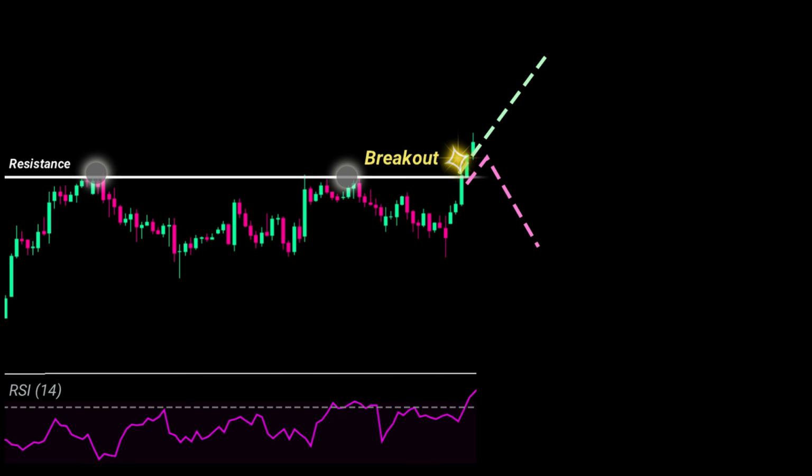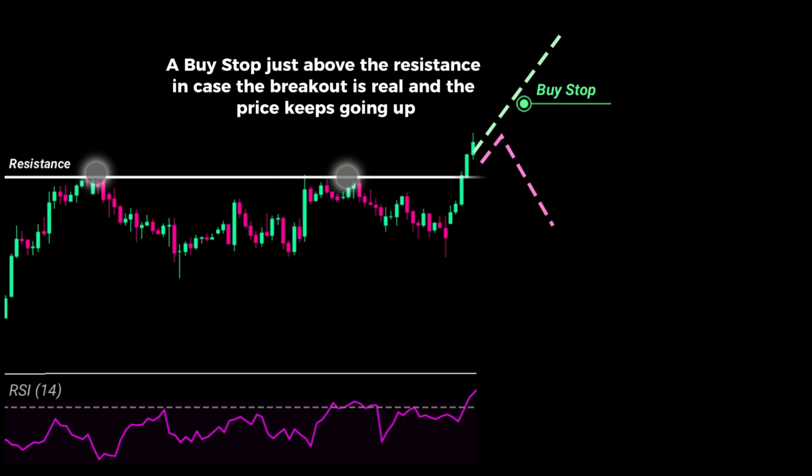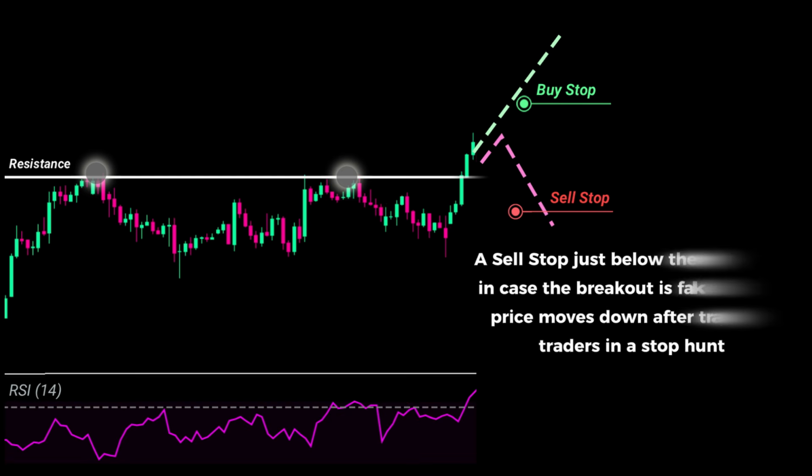To be ready for both scenarios, real breakout or fake breakout, we place two stop orders. A buy stop just above the resistance in case the breakout is real and the price keeps going up. A sell stop just below the resistance in case the breakout is fake and the price moves down after trapping traders in a stop hunt.